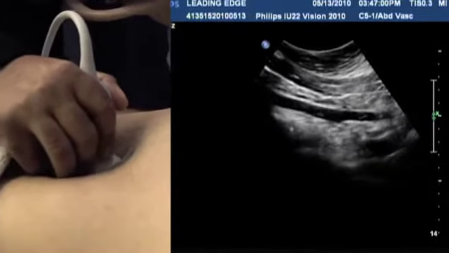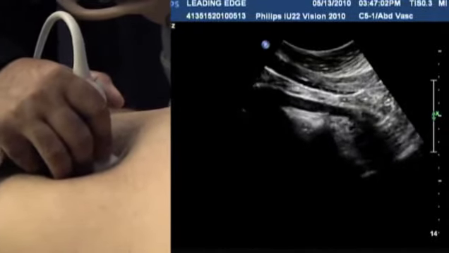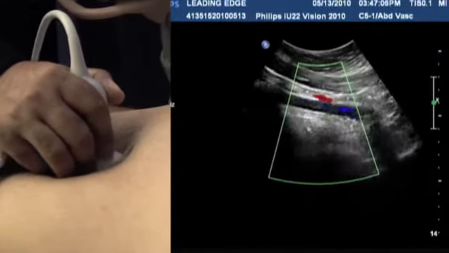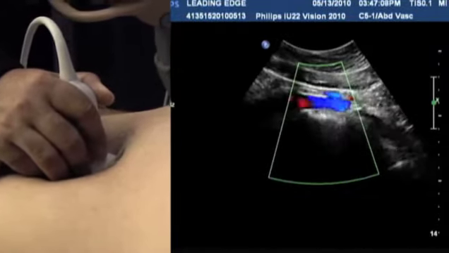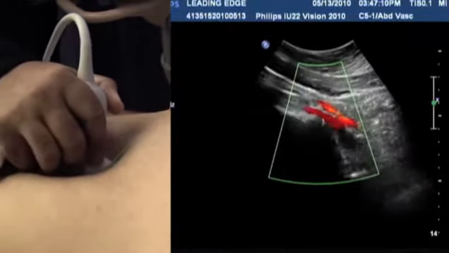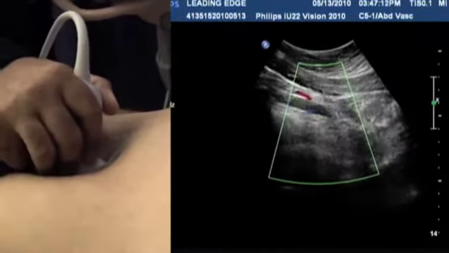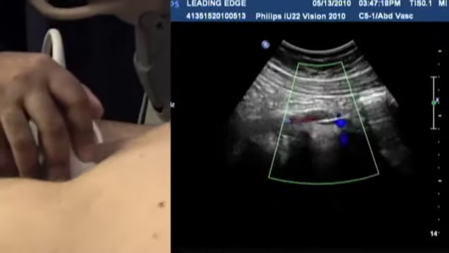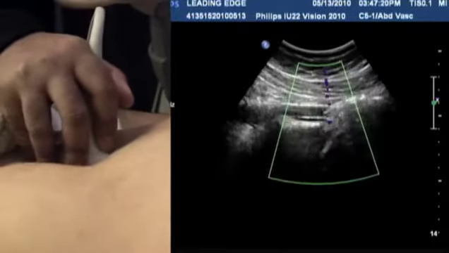And what I like to do in general is actually put the color on and very quickly do a scan of the iliac arteries from the level of the aortic bifurcation down to the femoral artery. And so that's what we'll do now. I'm going to actually try to improve this image a little bit. And here we are.